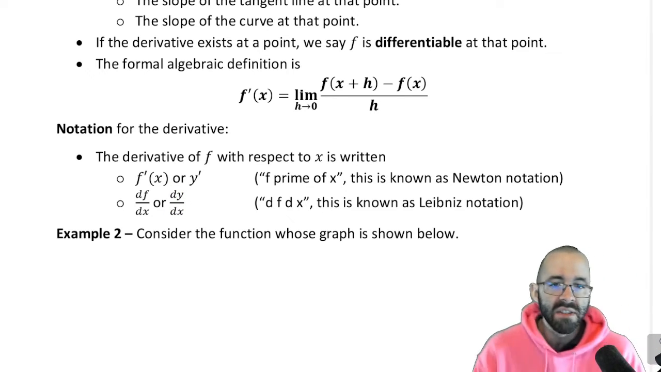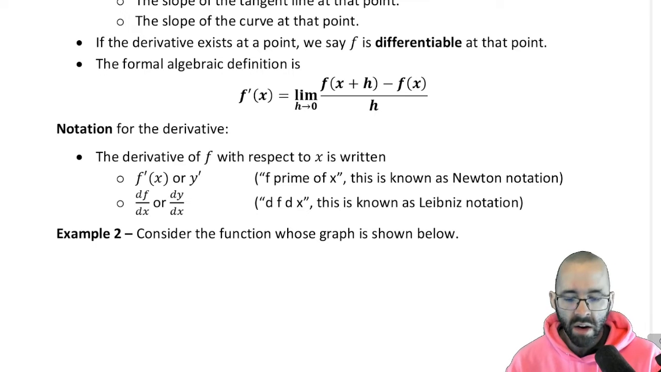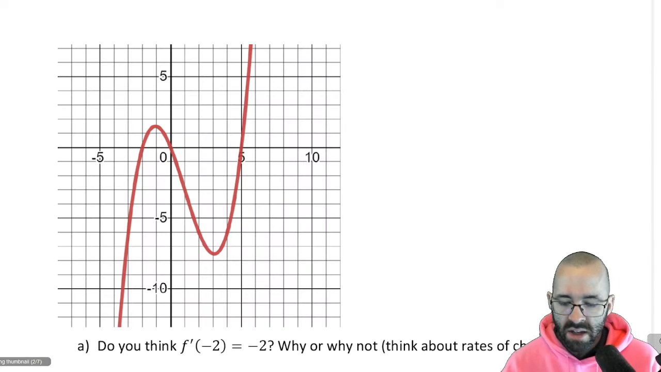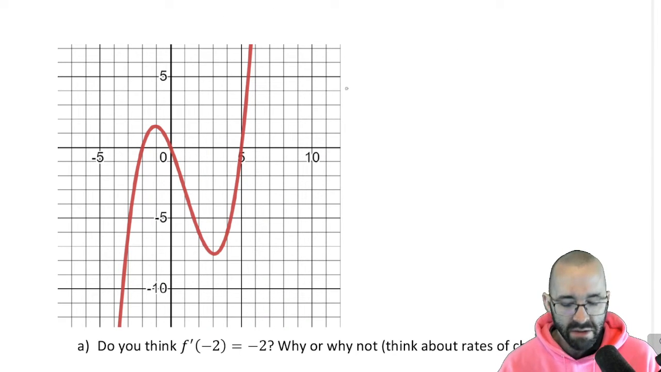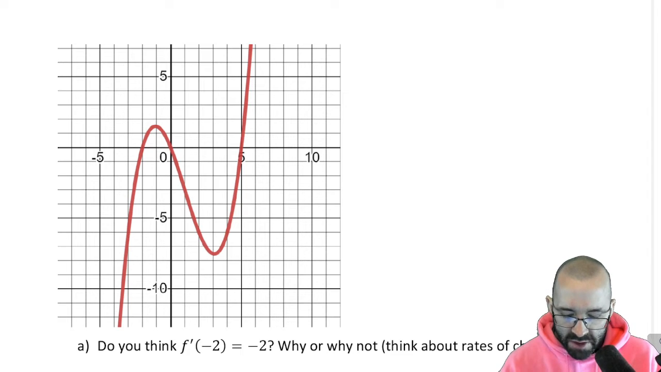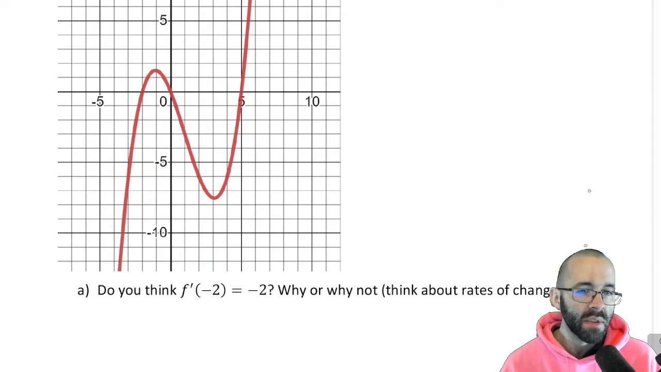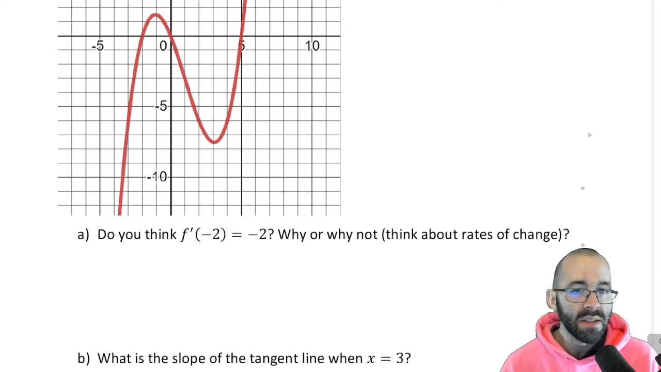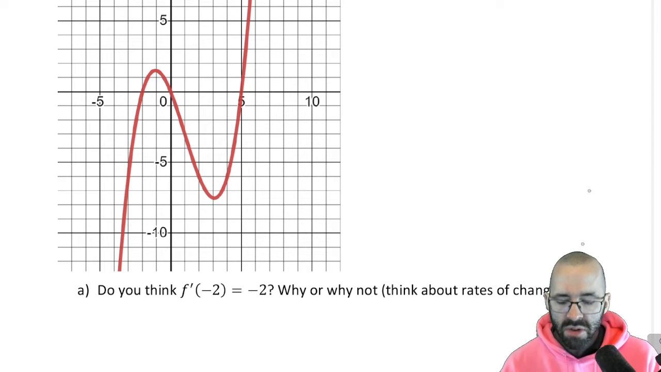So let's just get some practice using this notation, all right, using these concepts and definitions. Let's look at this graph, this cubic graph. Do you think f prime of -2 should be equal to -2? Why or why not? Think about rates of change. So let's locate -2 for this function.